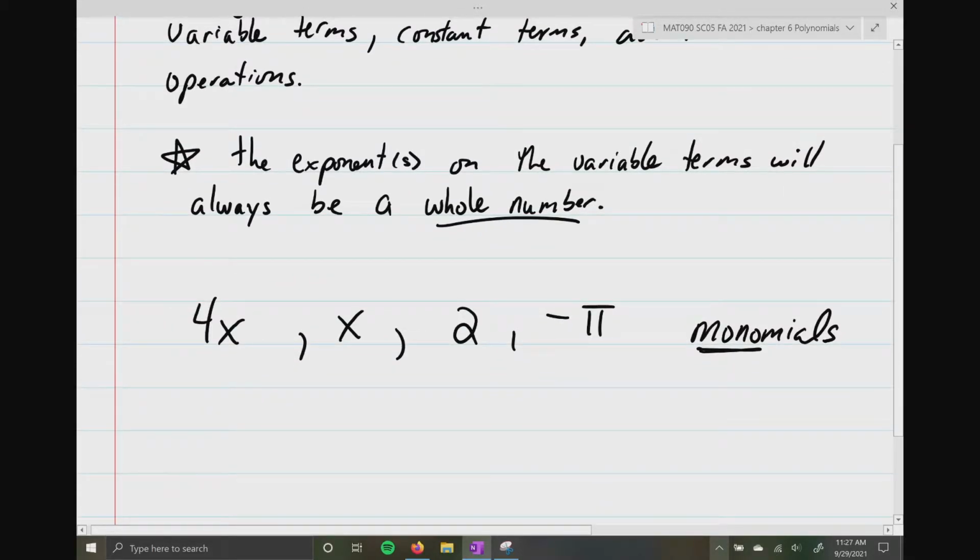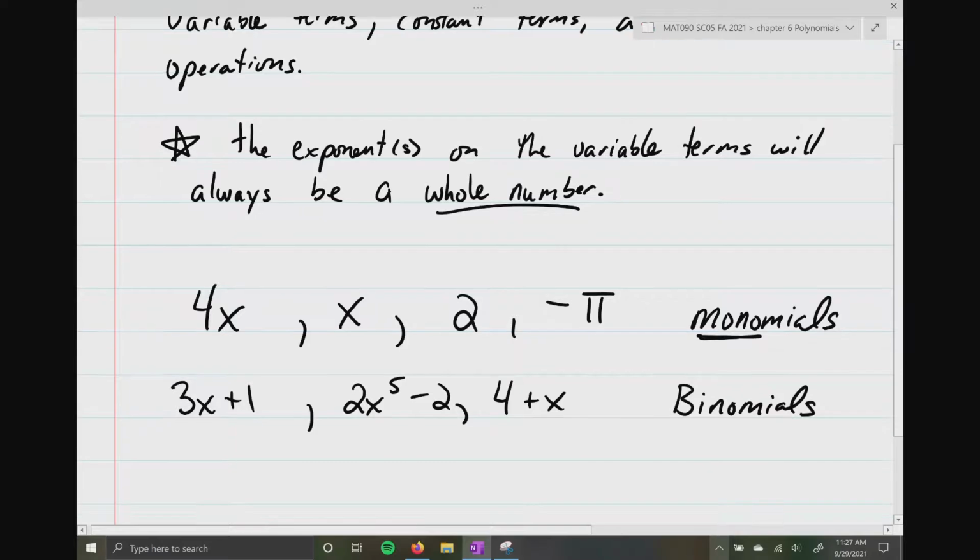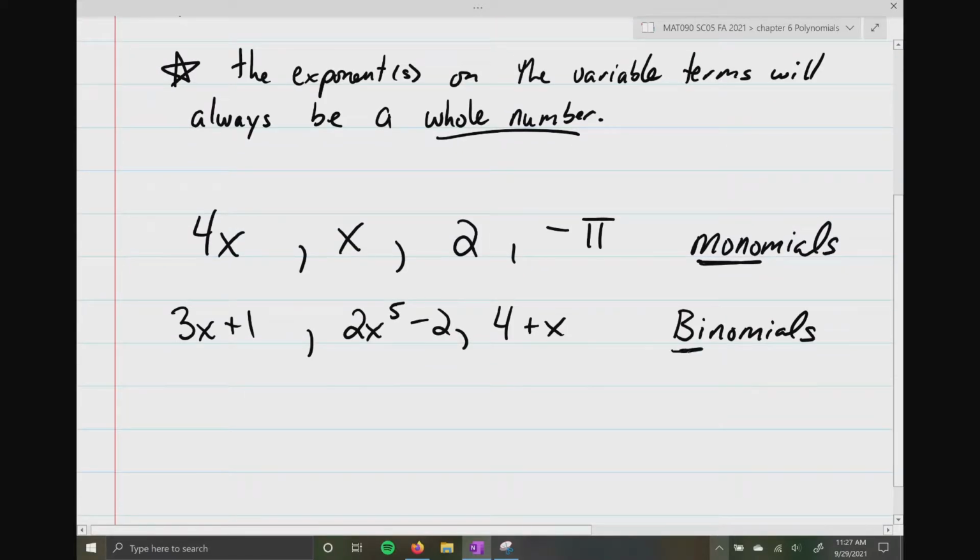Now, the second type of polynomial we have would be something like this. Notice the first one is 3x plus 1. The second one is 2x to the 5th minus 2. The third example is 4 plus x. We call these binomials. Okay, we call them binomials. Bi, just like a bicycle, 2 wheels, 2 terms.